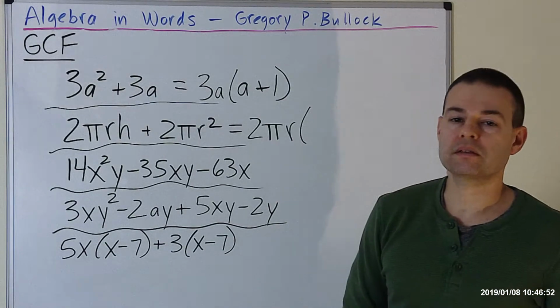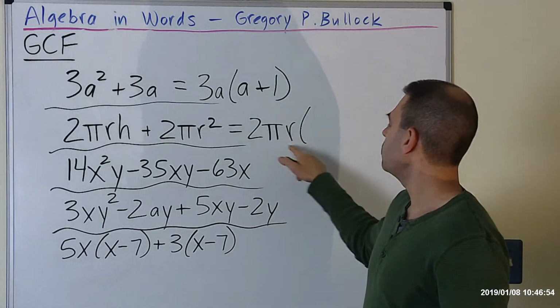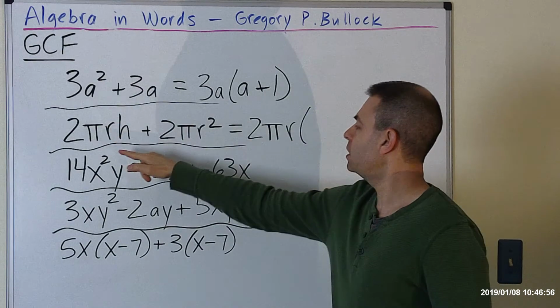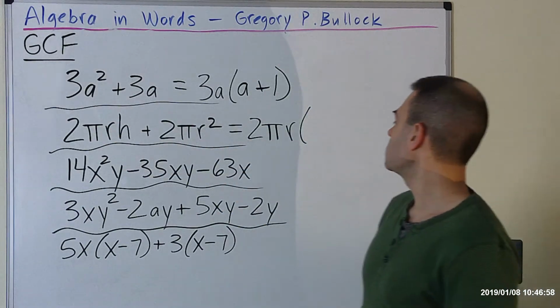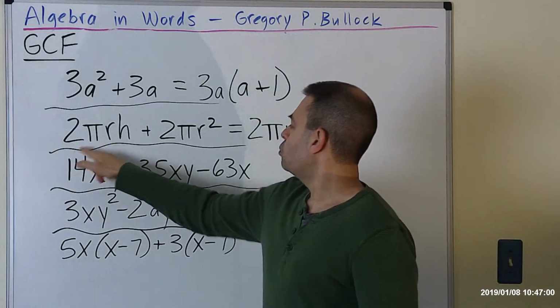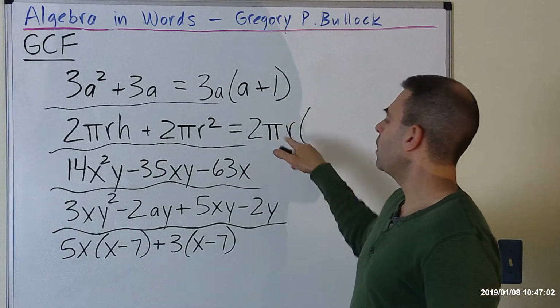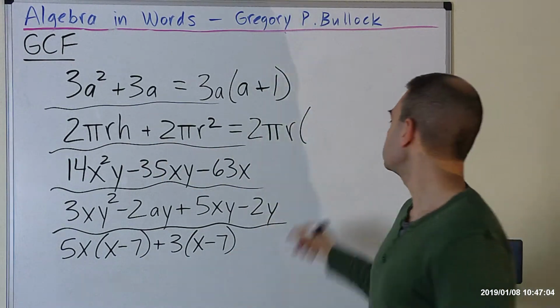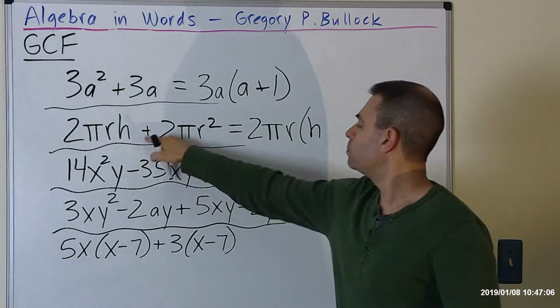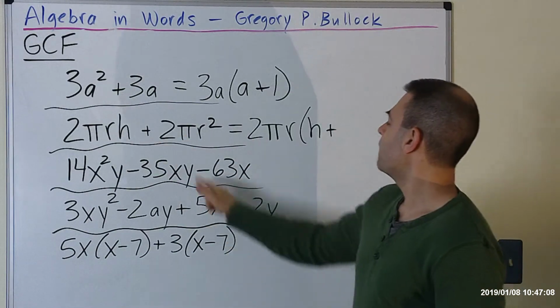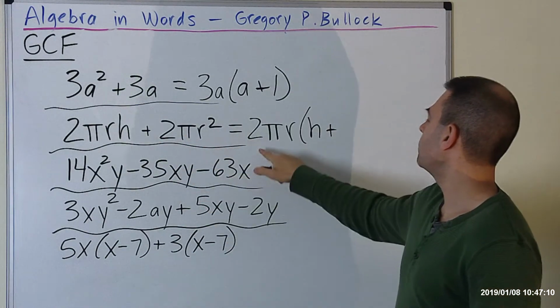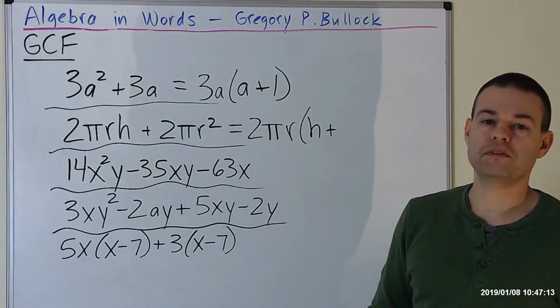Now we'll write the parentheses, and we're going to divide out the greatest common factor from each term, starting on the left. When we divide 2 pi r h by 2 pi r, we're left with h. Add the plus sign, and then 2 pi r squared divided by 2 pi r leaves you with just r.